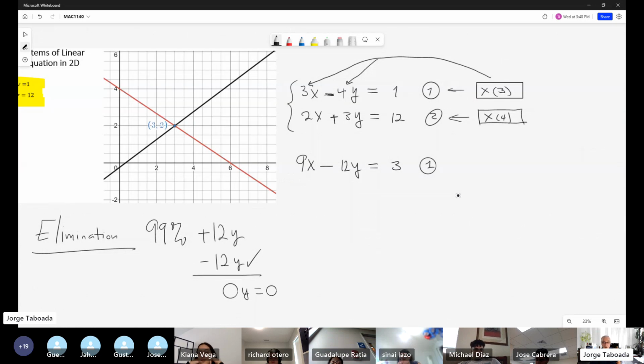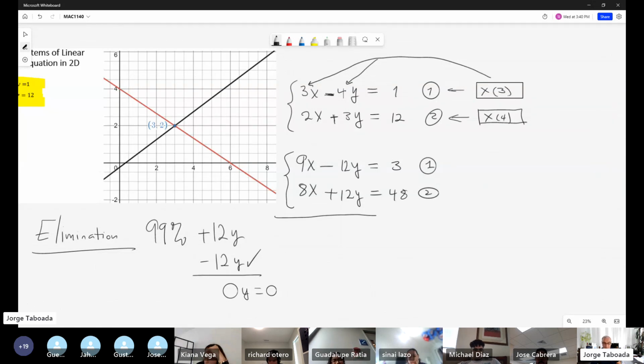Suppose you multiply by 4, and 4 times 2 is 8x. 4 times 2 is 8. 4 times 3 is 12, but a positive 12. Wow, good. And 4 times 12 is 48. And this is my equation 2. And this system, guys, maybe you believe, because some teachers don't explain very well, or you don't understand very well, it's different. No, it's the same system, it's the same line, it's the same solution.